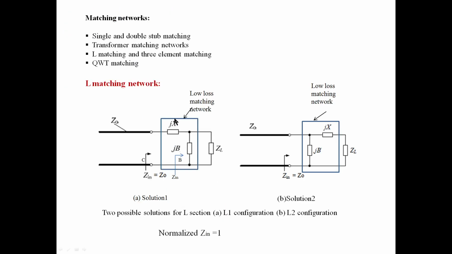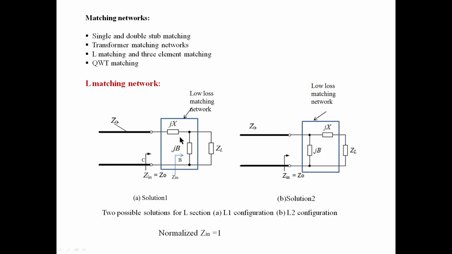Next to the load we are connecting. You should not forget that. We are not moving over a transmission line. Moving over a transmission line means moving on the VSWR circle on the Smith chart, that you should remember. But we are not doing that in L matching.